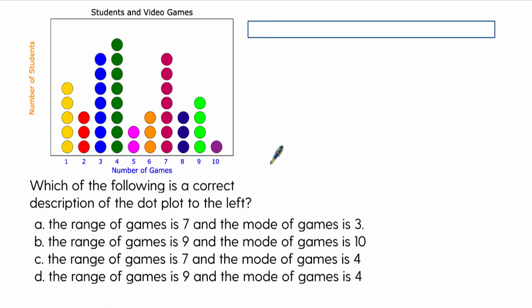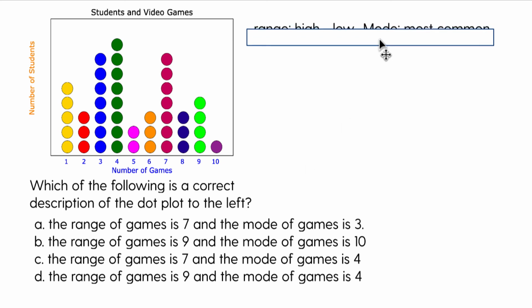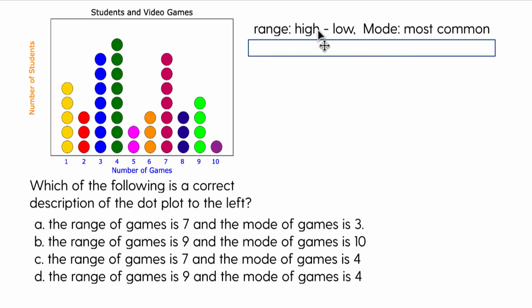All right, question 3. It says, which of the following is a correct description of the dot plot to the left? And then if you look at all the answer choices, it's mentioning range first. It's asking you essentially what is the range of the data and what is the mode of the data. So let's define this real quick. I have that under this box here. The range, again, is the high minus low, and the mode is the most common.